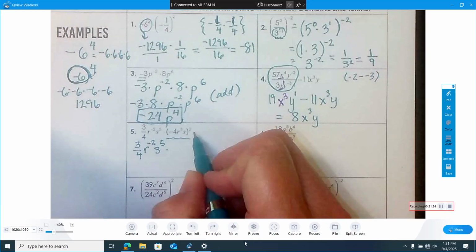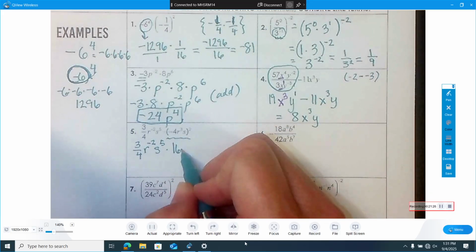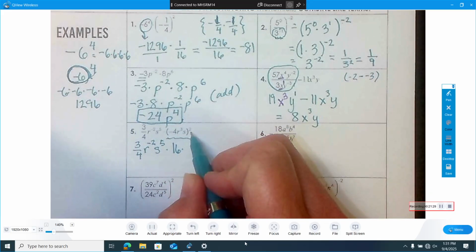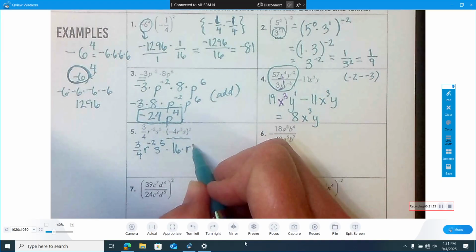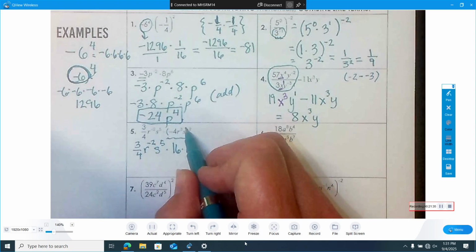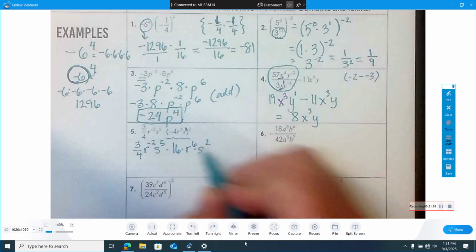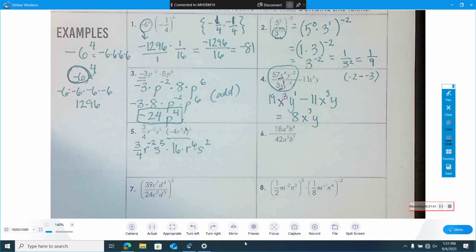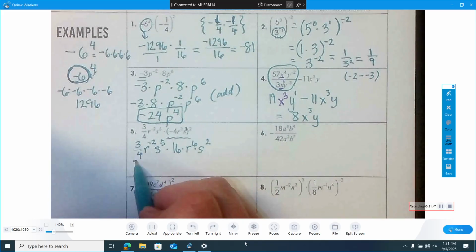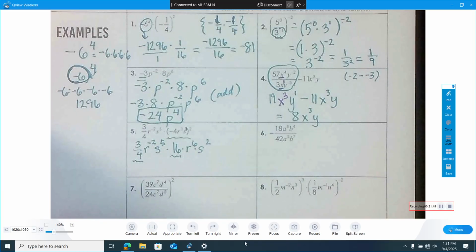Perfect. Negative 4 squared is positive 16. R cubed to a power of 2. Multiply those powers. We get r to the 6th. And this is s to the 1st squared. So we get s squared. Multiply those powers. 1 times 2 is 2. Now that we've got rid of our grouping symbols, now we can combine anything. What's 3/4 of 16? 12.